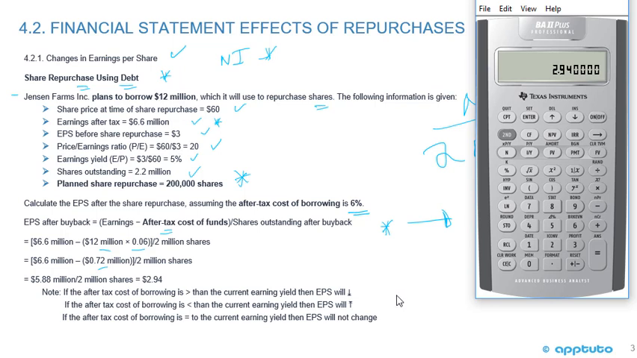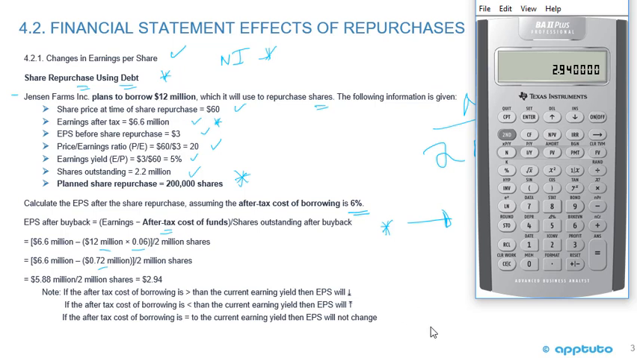So if that after-tax cost of borrowing is greater than the current earnings yield, the earnings per share will go down. If the after-tax cost of borrowing is less than the current yield, like for example 4%, then the earnings per share would increase. And if the after-tax cost of borrowing is the same as the current earnings yield, then the earnings per share would not change. So, if you've got the time, you could work through this question again and change that to 4% and do the calculations again and see what the earnings per share after the share repurchase would be. But that's the rule that you have to remember.